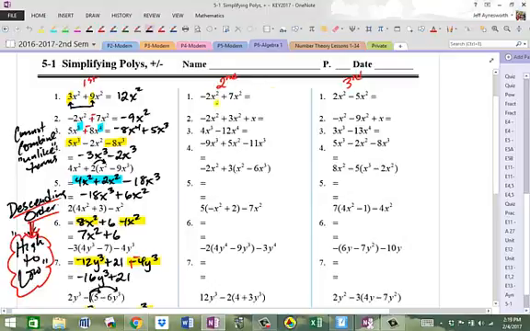Okay, so we can only add terms with like variables. They're both base x right here. I noticed that they both have an exponent of 2, so they're both x squareds. And so what you do is you add their coefficients. Negative 2 plus 7 is 5, so we have 5x squared here.